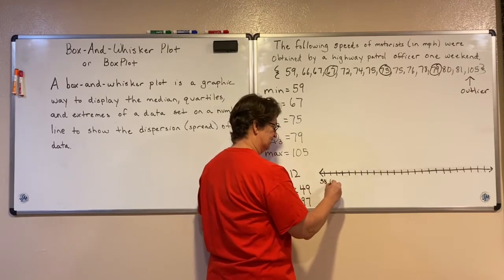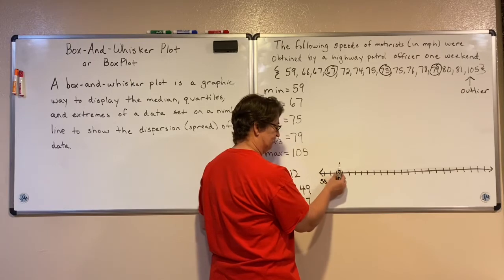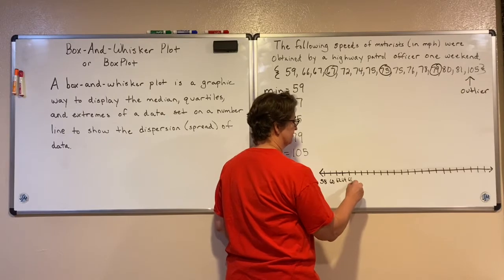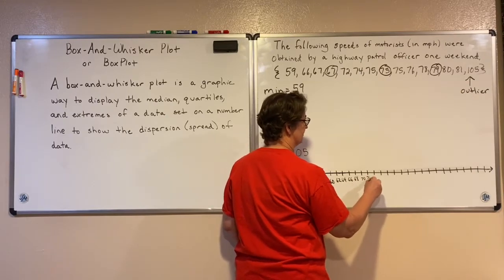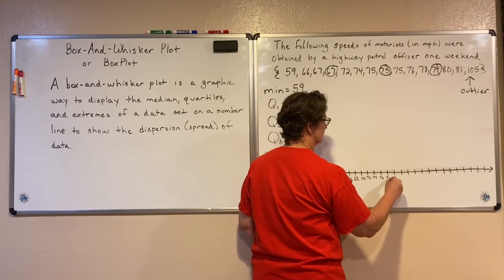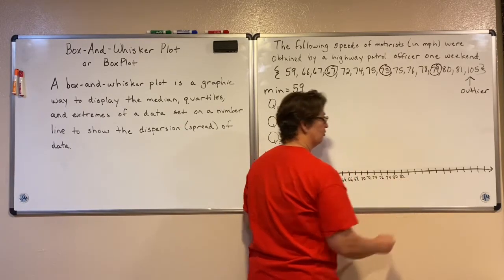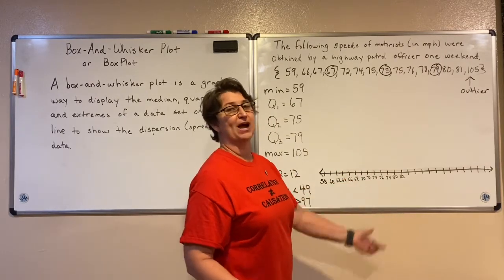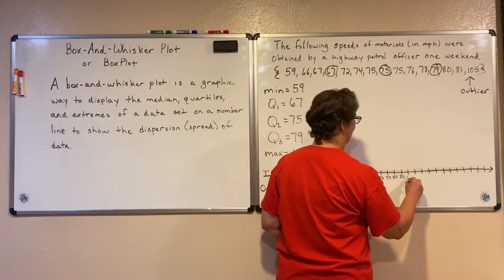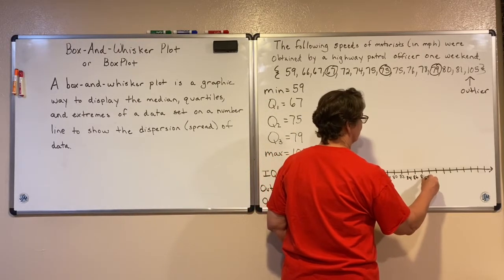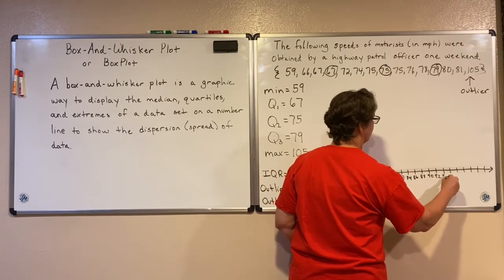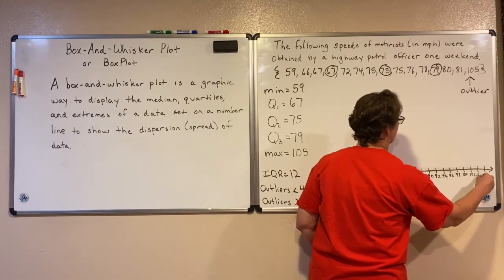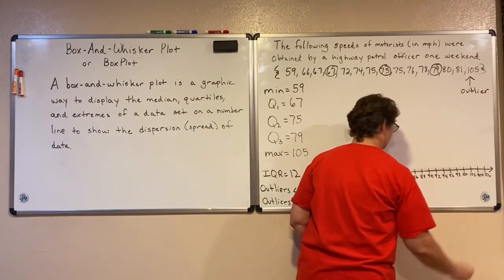So 58, 60, 62. So the same distance each time, and I'm just counting by the same amount each time. 64, 66, 68, 70, 72, 74, 76, 78, 80, 82. What we cannot do is skip to like 100 now. We have to keep counting by 2s the whole way. So once you've picked that value to count by, continue to count by it until you get to the end. So 96, 98, 100, 102, 104, and 106.